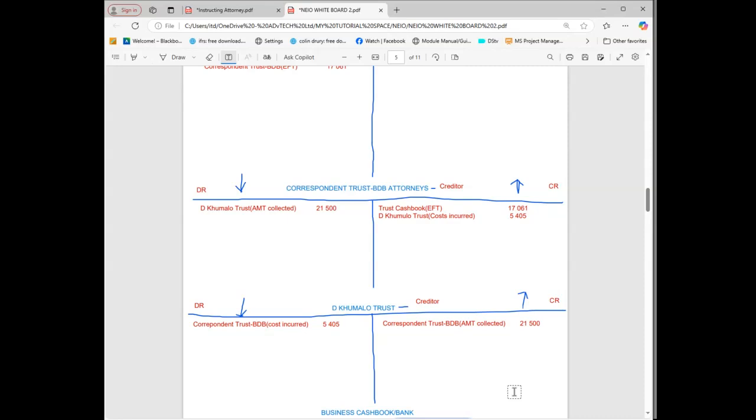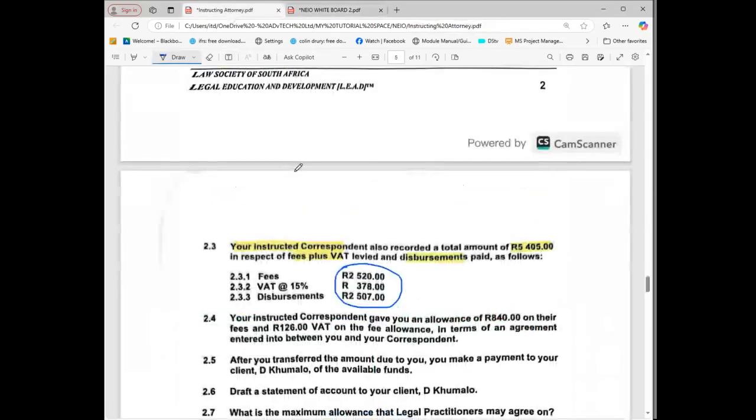Now, I want us to go to step number 4. On step number 4, let's deal with the fees. And I'm going to explain that after. Now we deal with the fees. Remember, fees will be something favorable to us. We're talking about the fees that belong to us as the instructing attorney. Honestly speaking, the fees that we're talking about are the fees which we have been given by the correspondent.